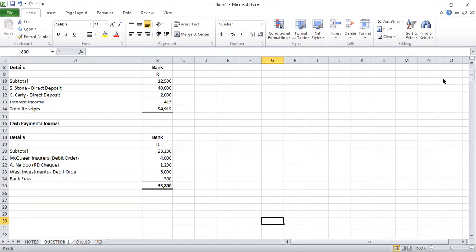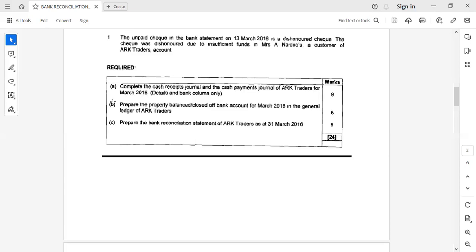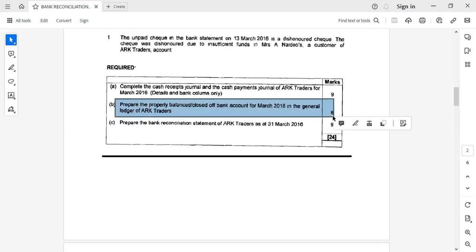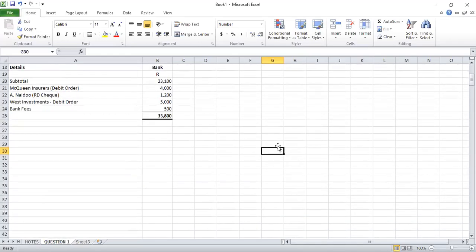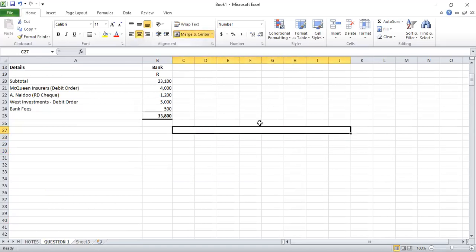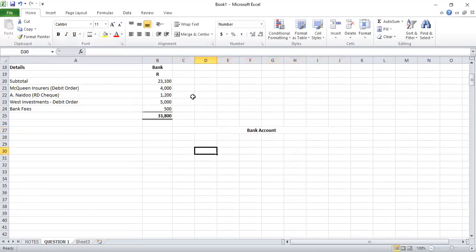Right. Then our next part, it says prepare a bank account. Prepare a bank account. A bank account is just like a normal ledger account with a debit and credit side. We have our dates, our details, our folio, our amounts.